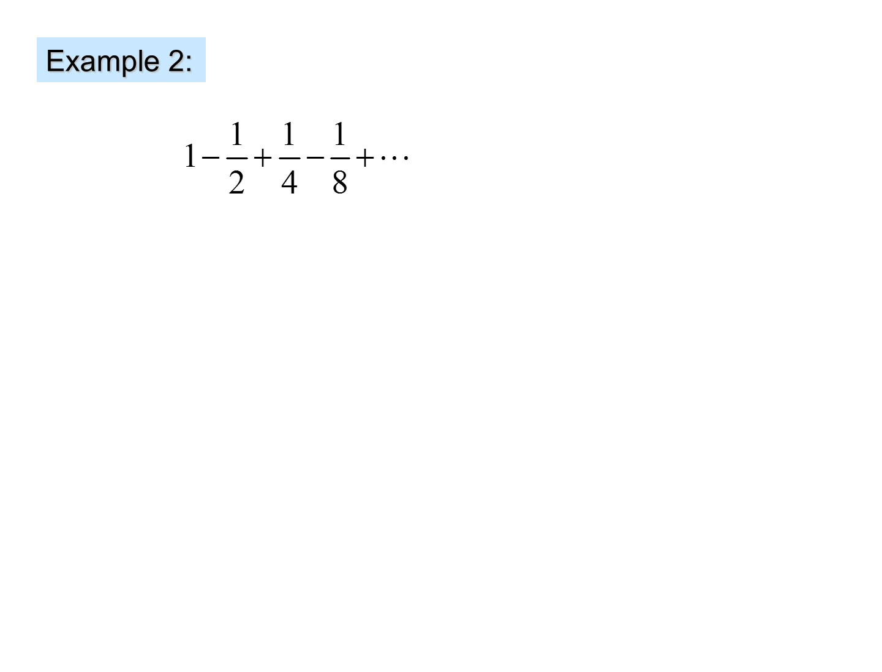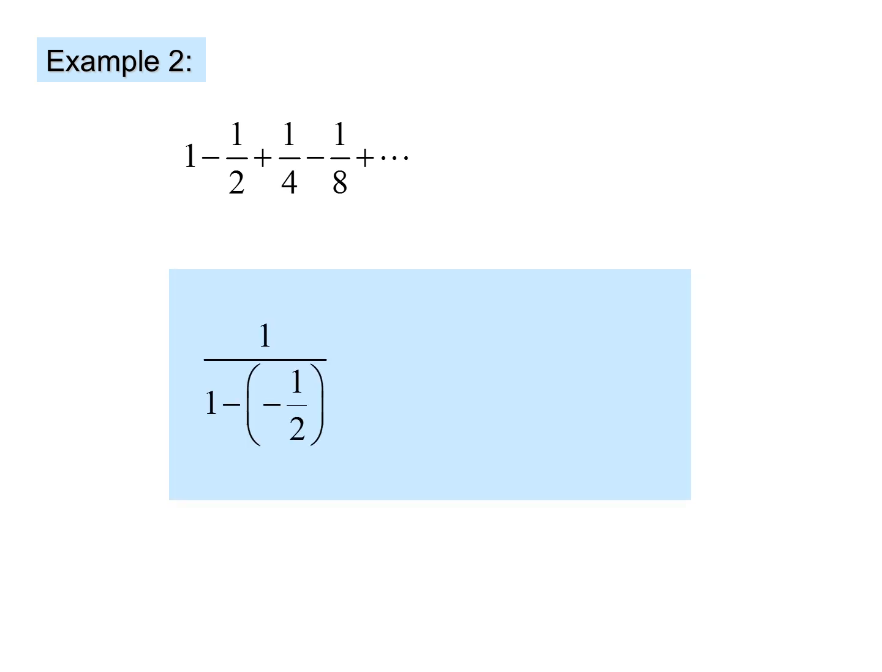This is another example. It's not in your notes, so just watch. This one, the initial term is 1. R is -1/2. Notice that it's alternating. But it converges to 2/3.